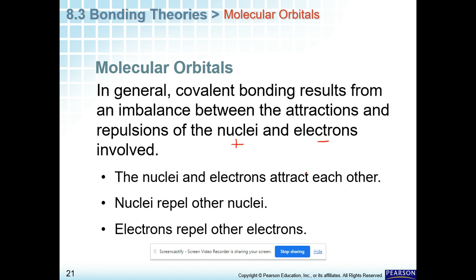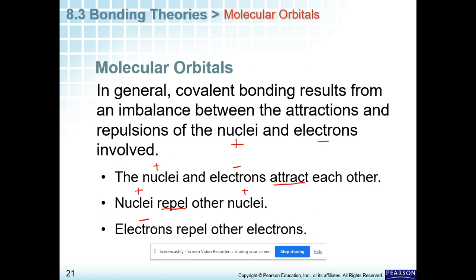Electrons are negatively charged. So if we take 2 atoms that are bonding together, there's a couple things we have to remember. The nucleus of one atom is going to be attracted to the valence electrons of another, because positive and negative attract. However, at the same time, the positive nucleus of one atom is going to repel the positive nucleus of another atom, because like charges repel one another.